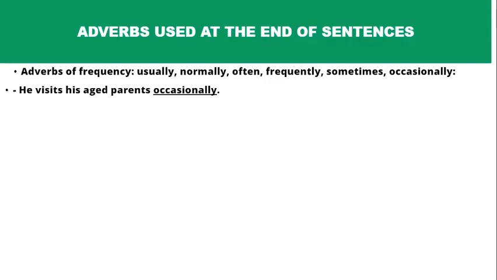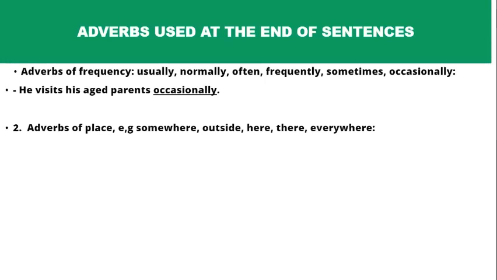You see? So one thing with adverbs is that adverbs are mobile in a sentence. You can find adverbs at the beginning, at the middle, and at the end of sentences. But then we are looking at certain types of adverbs that can be found at the beginning, certain other times at the middle, and others at the end of sentences.